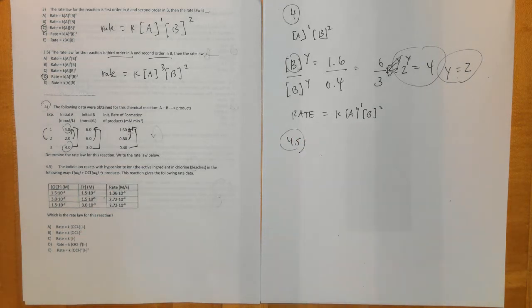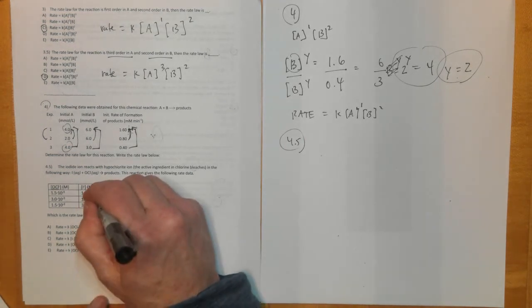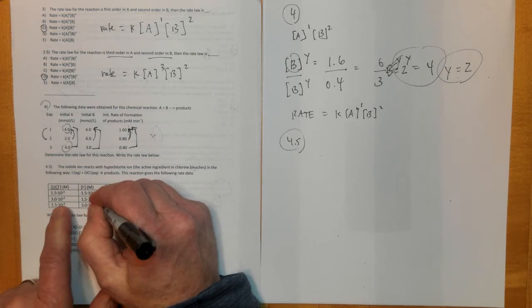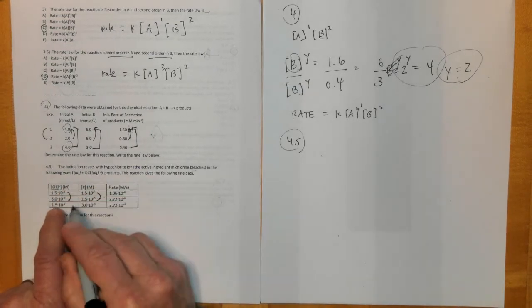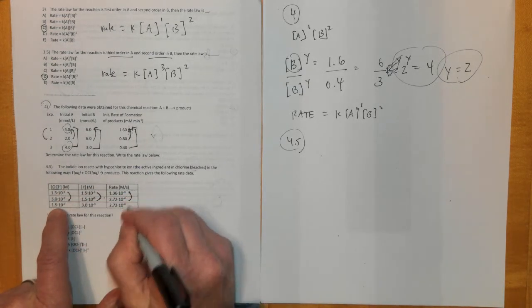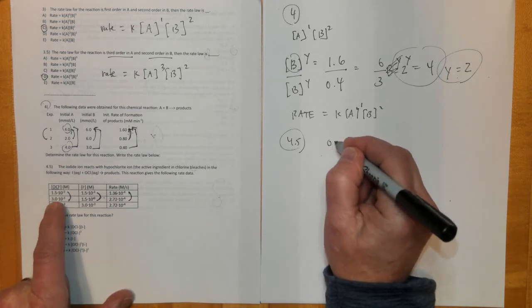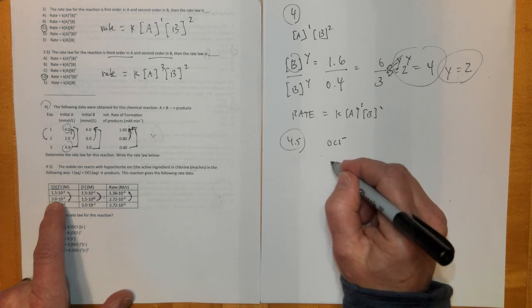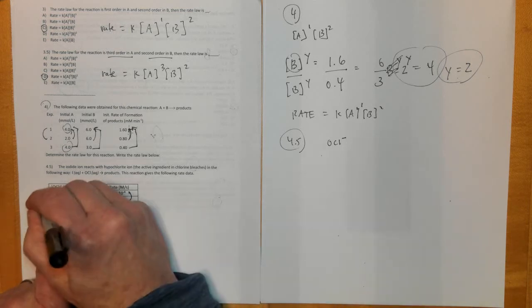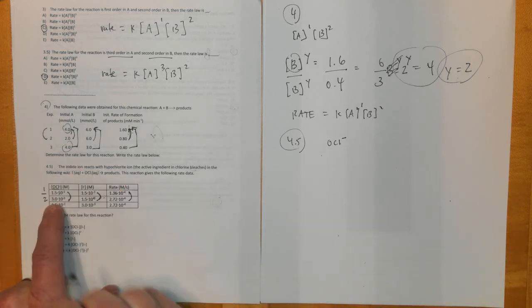4.5, a similar question. In this one, we can see that iodine doesn't change from the first to the second. From the first to the second it doubles, and you can see that the rate doubles. And if you can't tell that for sure, you can do OCl minus, and we can take the second one right here, experiment 2, to experiment 1.